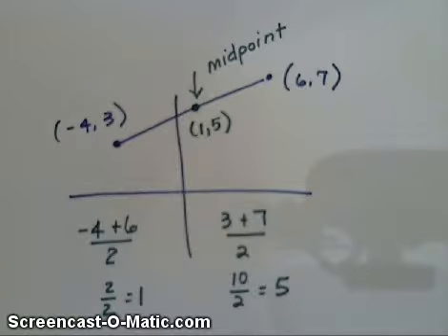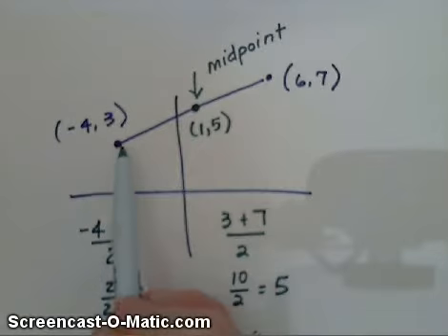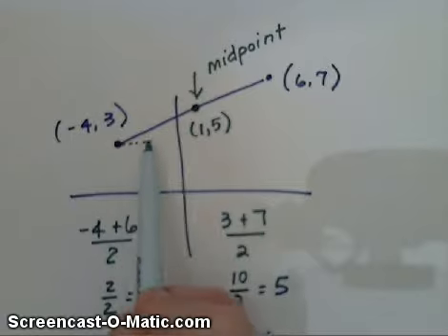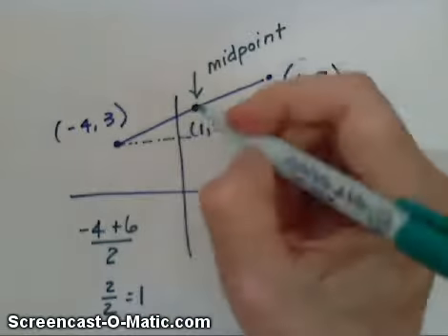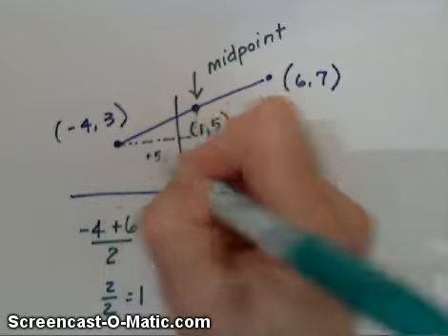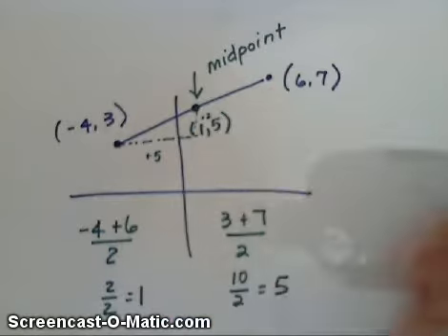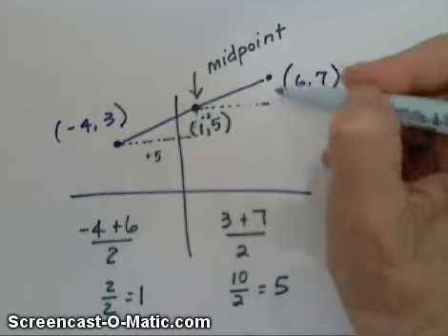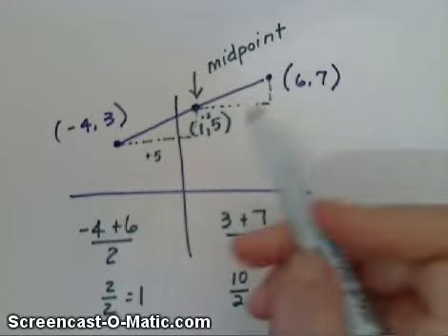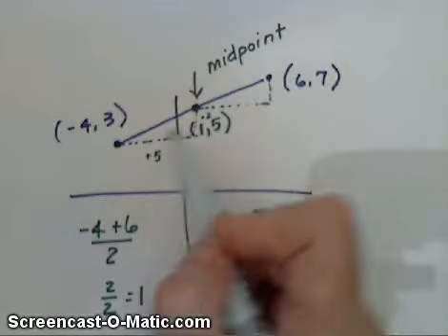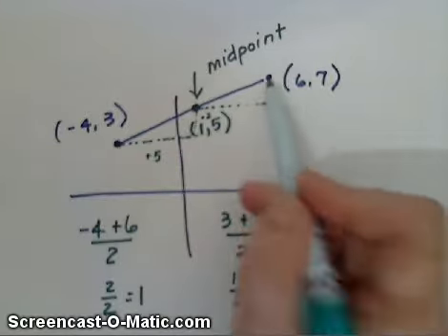Now, let me show you a way that you can check this, because we're going to do this intuitively too. It is from -4, 3 to 1, 5: over 5 and up 2. So I'm going to say +5, +2. Over 5, up 2 should also get us to this next point. You can see from 1 to 6 is 5, and from 5 to 7 is 2. So both these points, over 5 up 2, over 5 up 2.